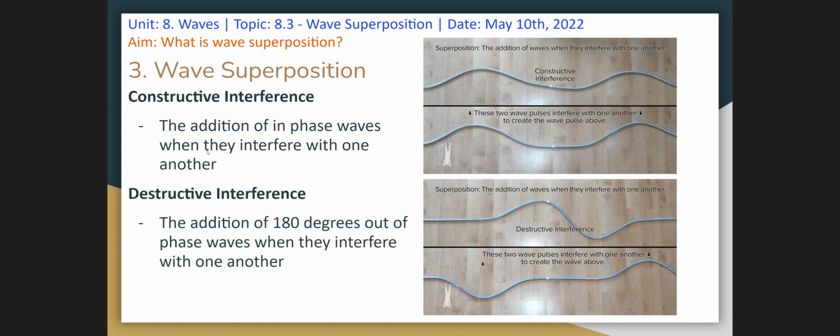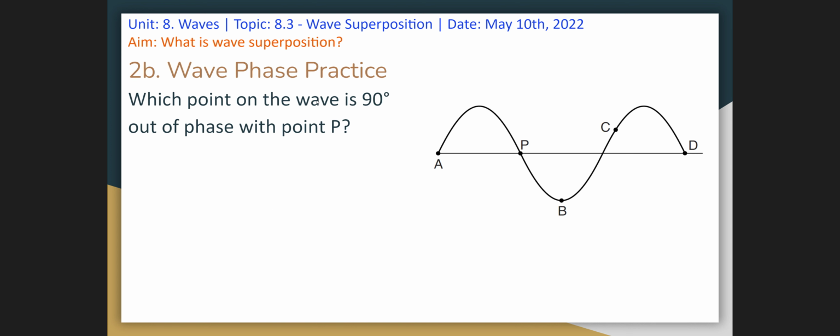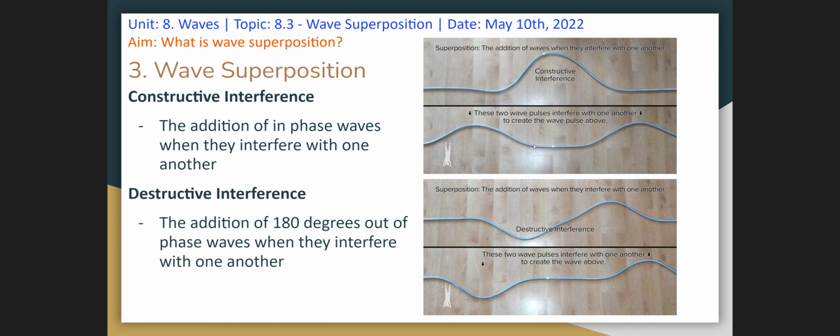And so it's point B. So which point on the wave is 90 degrees out of phase? Point B is 90 degrees out of phase.